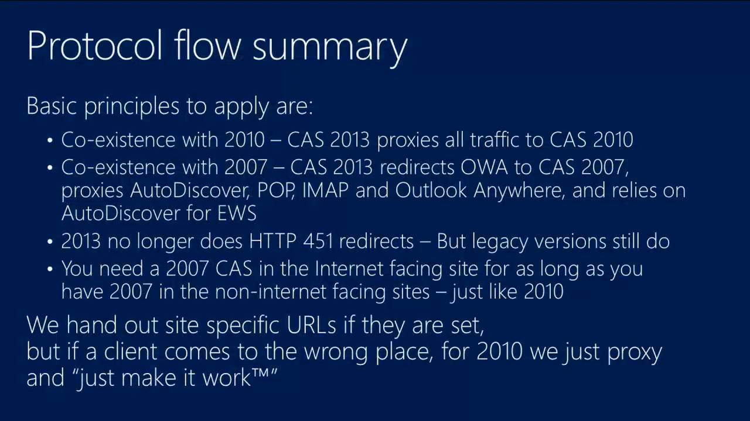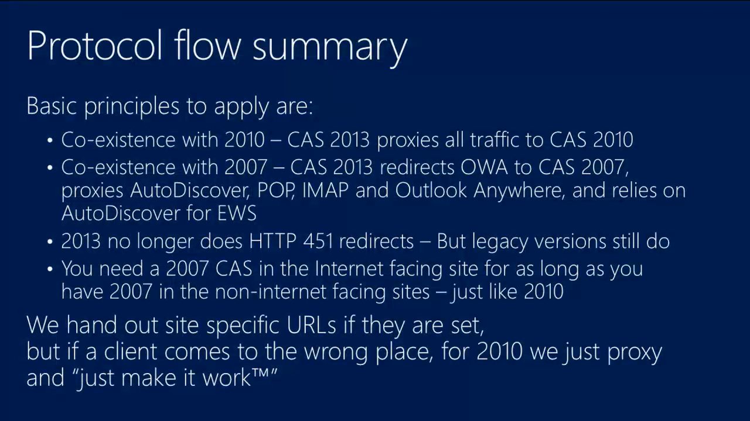But Autodiscover is important for EWS to make sure that clients receive the right EWS URLs. We don't do the 451 redirects, I mentioned that, but the legacy versions of Exchange still do. So 2007 and 2010 will still do 451s, and they'll do 451s to 2013, but not the other way around. And this last bullet here really is that you need to keep a 2007 CAS in the internet-facing site for as long as you have 2007 mailbox users in non-internet-facing sites.